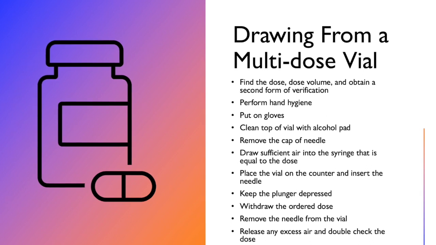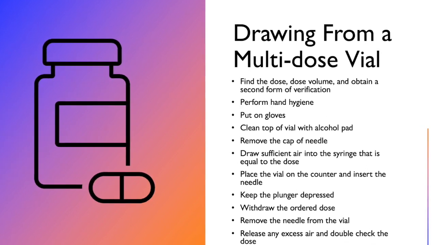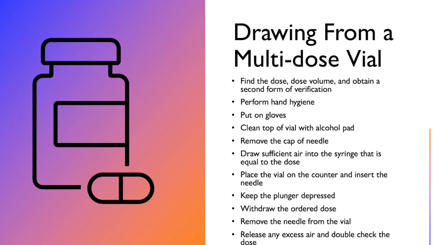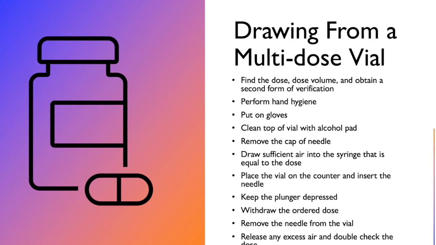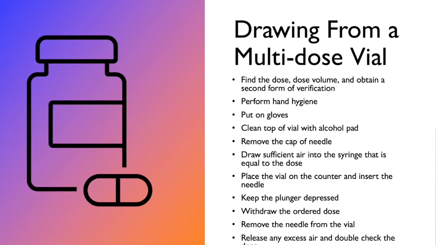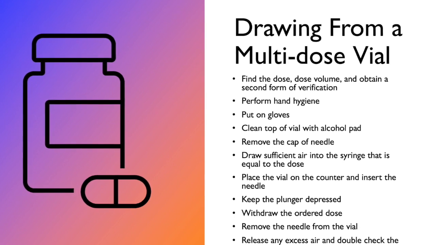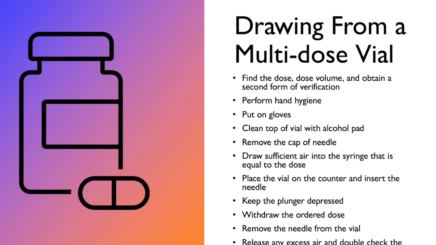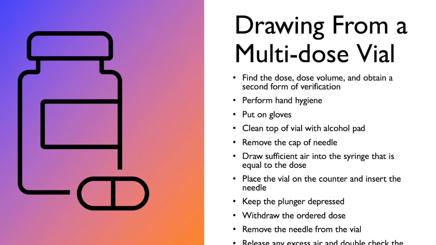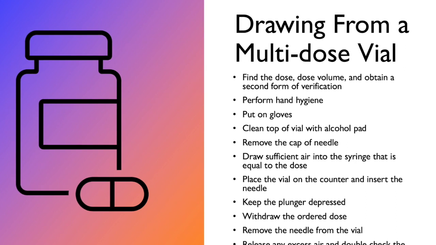First, you're going to perform hand hygiene. Then you're going to put on gloves, clean the top of the vial with an alcohol pad, remove the cap of the needle, draw sufficient air into the syringe that is equal to the amount of the dose, place the vial on the counter, insert the needle, keep the plunger depressed, withdraw the ordered dose, remove the needle from the vial, release any excess air, and then lastly, you're going to check to make sure that the volume of the dose is the same amount that was ordered.